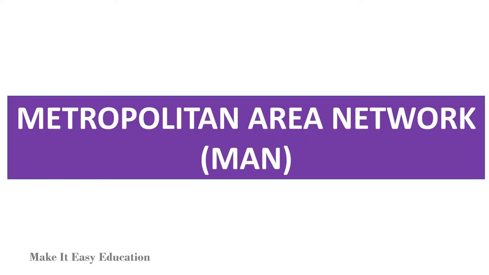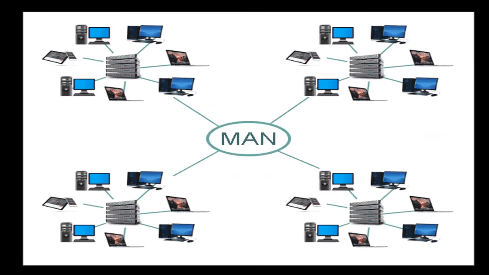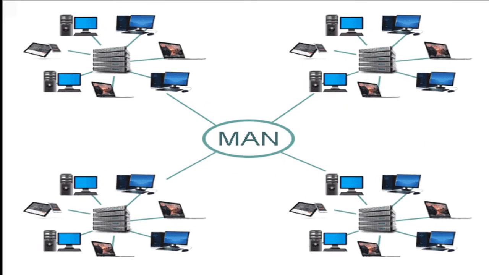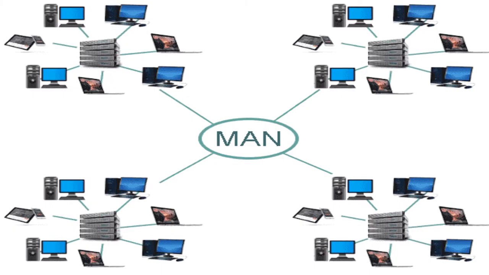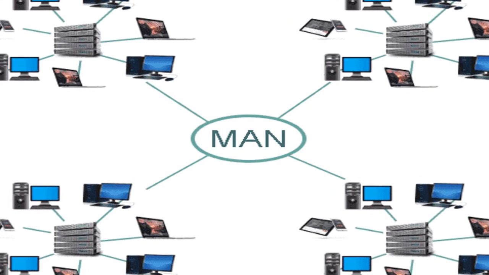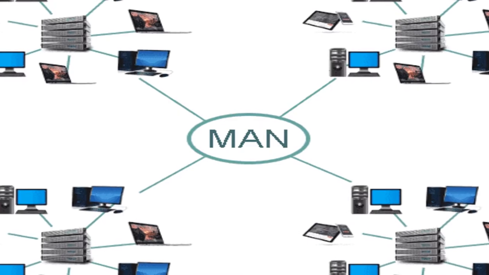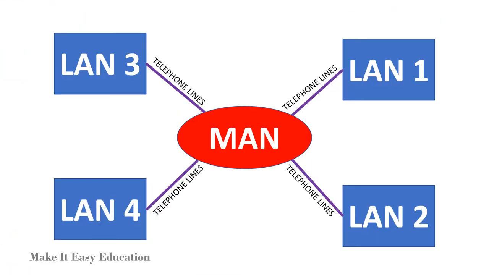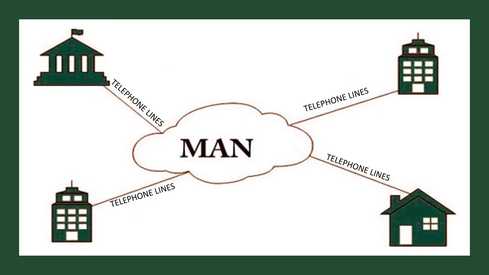Metropolitan Area Network. A metropolitan area network is a network that covers a large geographic area by interconnecting different LANs to form a larger network. In a metropolitan area network, various local area networks are connected with each other through telephone lines. Metropolitan area network covers the larger area of a city or town.